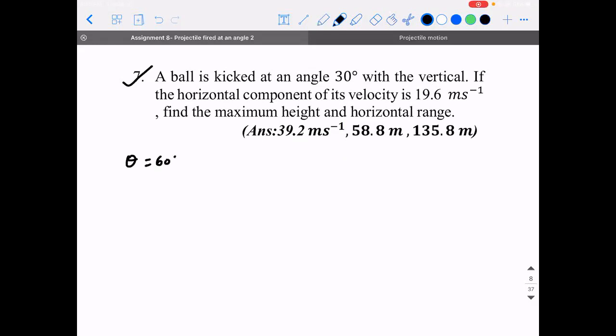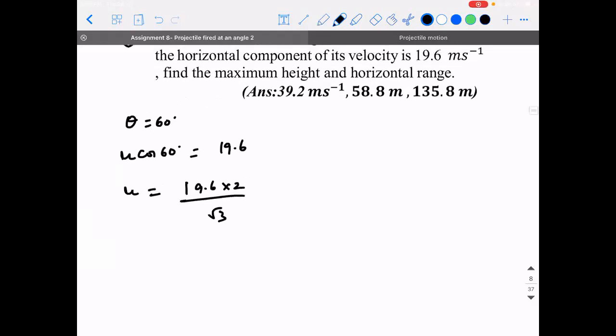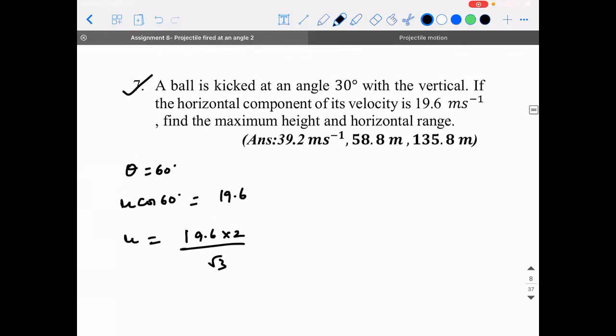So theta is equal to 60 degrees. So u cos 60 is equal to 19.6. So u will be equal to 19.6 into 2 divided by root 3. So why root 3, sir? Oh, cos 60. Sorry. So u is equal to 19.6 into 2, this is 39.2 meter per second.